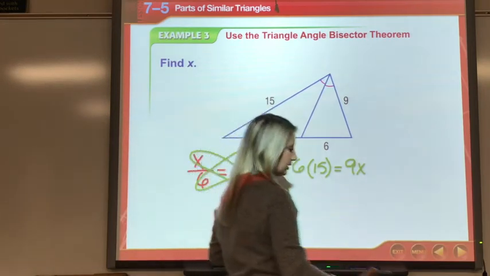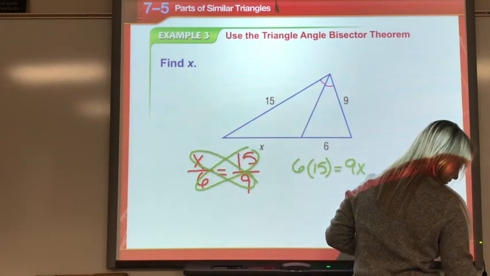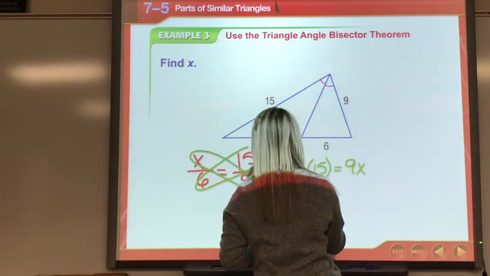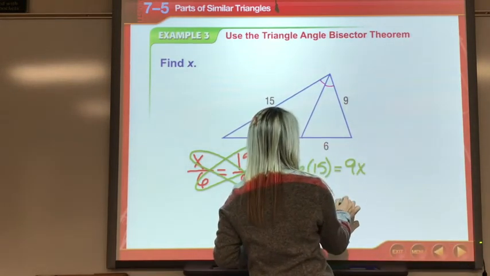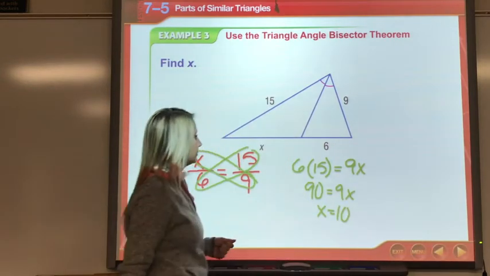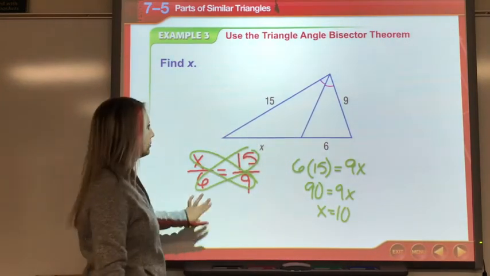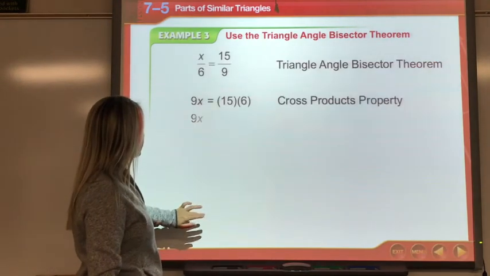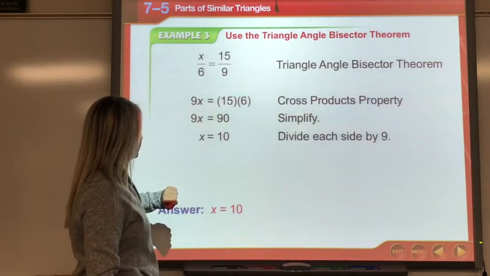6 times 15 is 90 equals 9x. So x equals 10. So this value of x is 10. Okay? We'll just go through this. There, that's what we had.